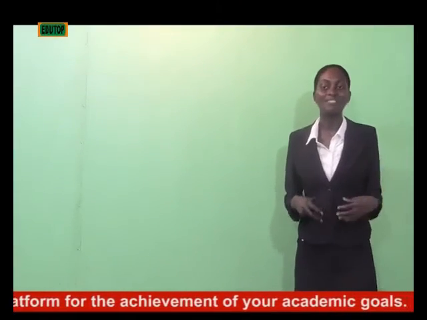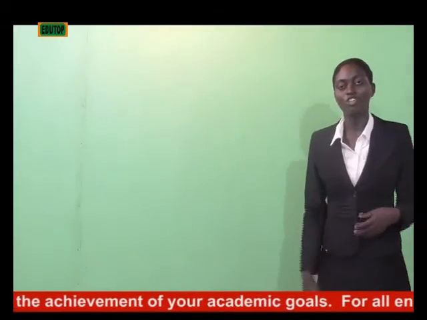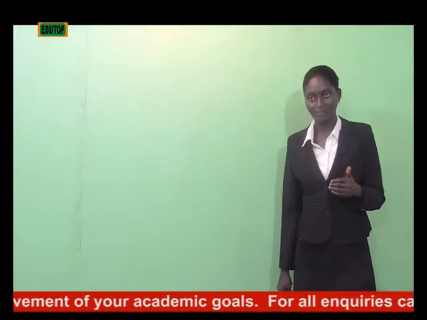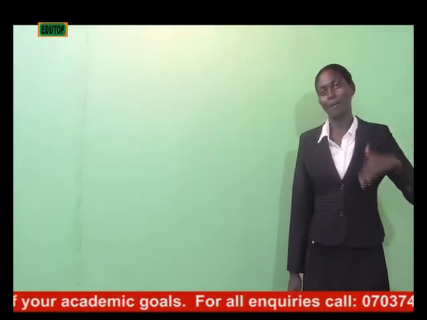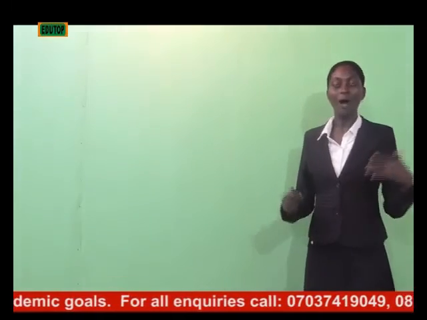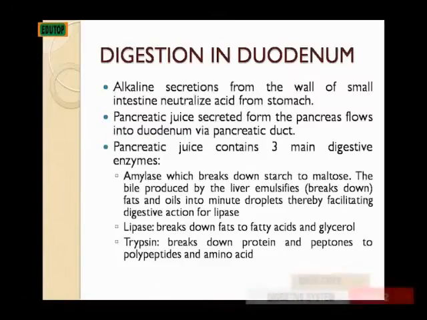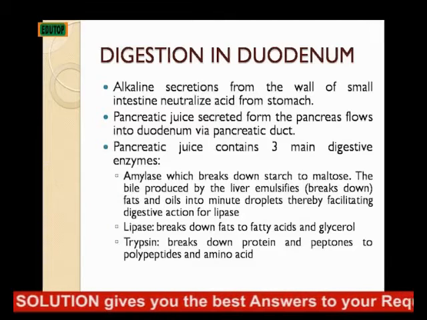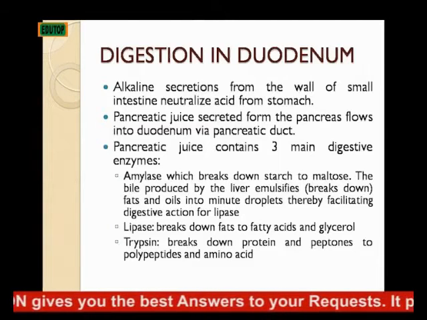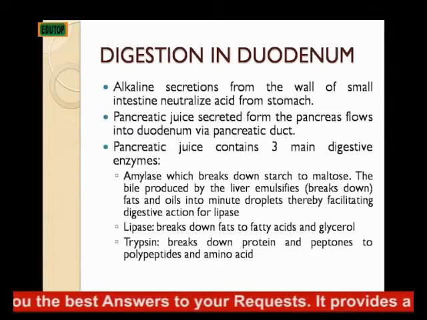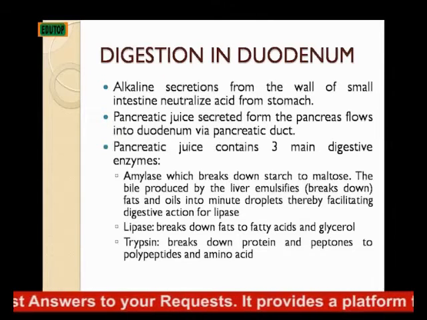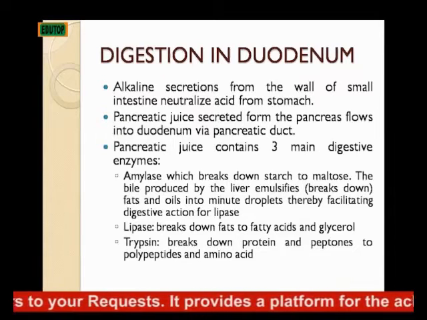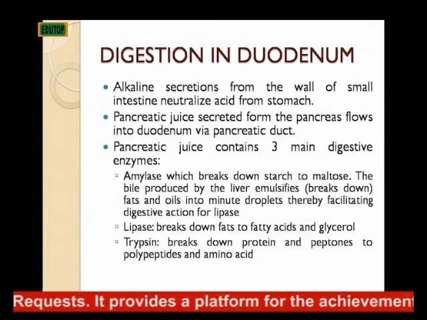Then the chyme is forced into the duodenum. The duodenum is a part of the small intestine. So the food is then passed to the duodenum. What happens in the duodenum? The alkaline secretion of the wall of the small intestine neutralizes the acid from the stomach. You know, I said there is hydrochloric acid that allows the renin to work. Now, there is also a secretion of alkaline that neutralizes the acid coming from the stomach.